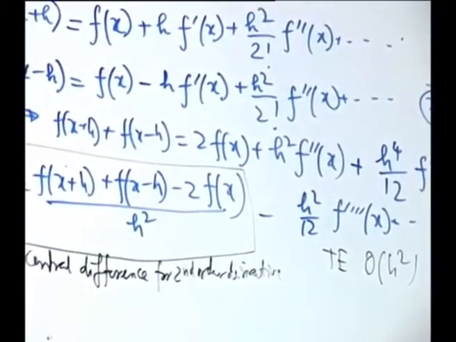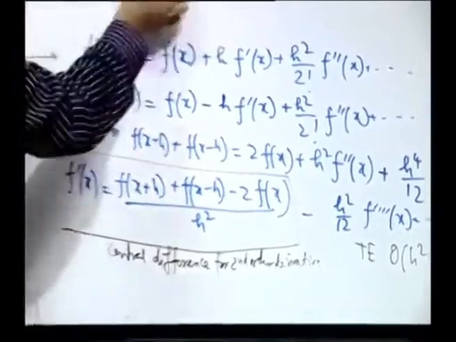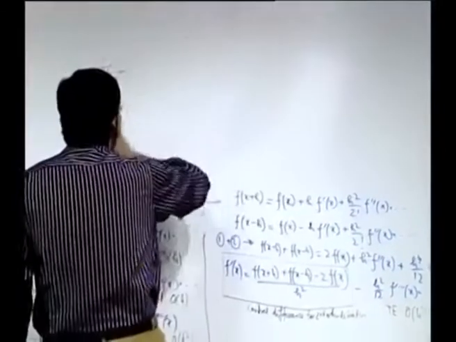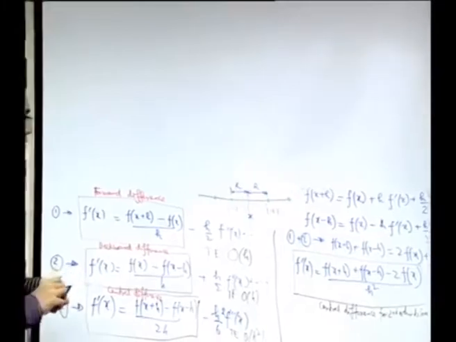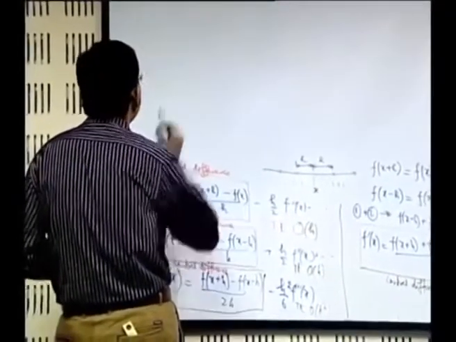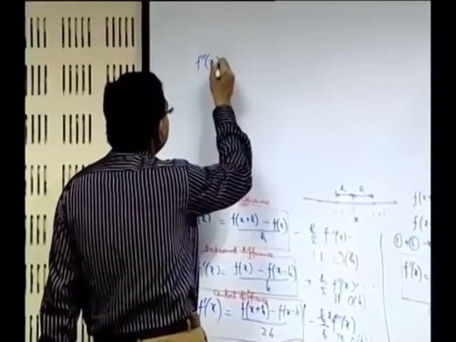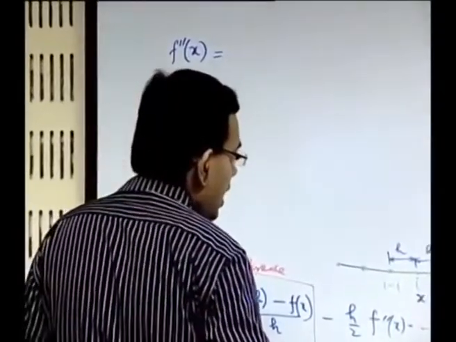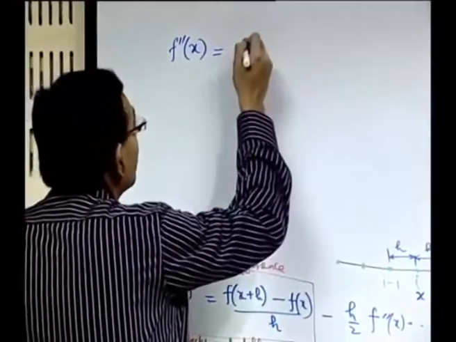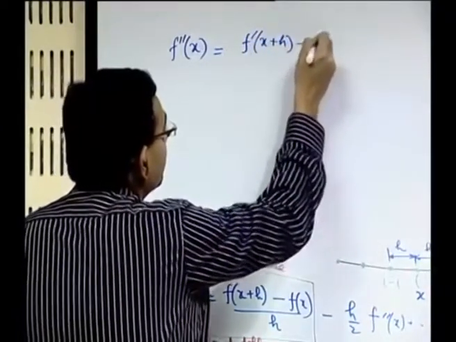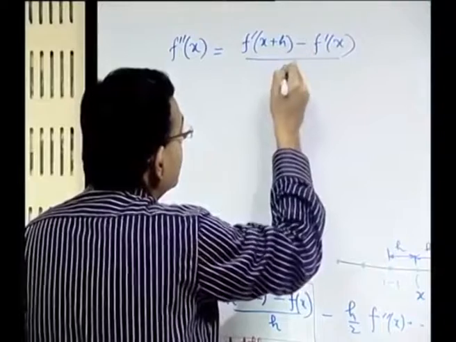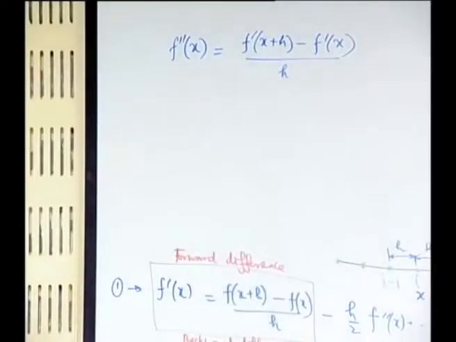You can also express the second order derivative in terms of differences in the first order derivative. For example, you can write f double dash x as f dash x plus h minus f dash x divided by h. What formula is this one? Which difference? Forward difference, backward difference or central difference? This is forward difference, right?